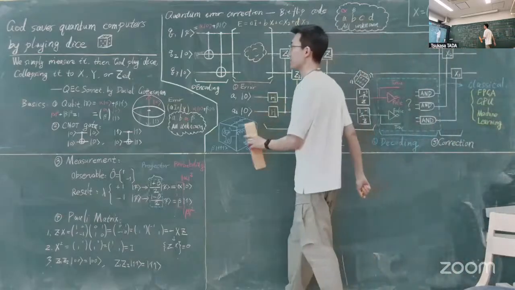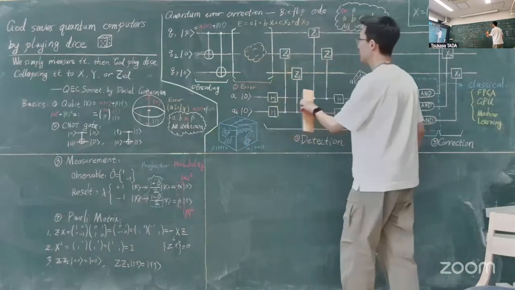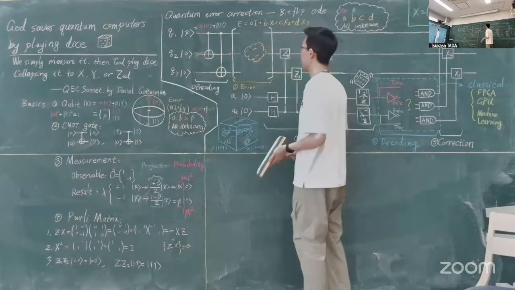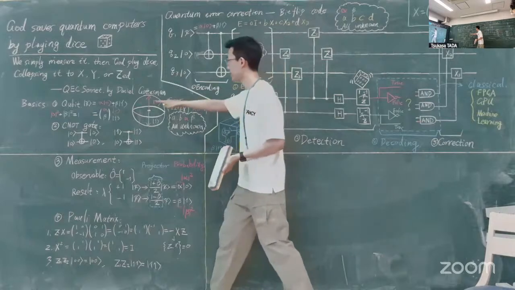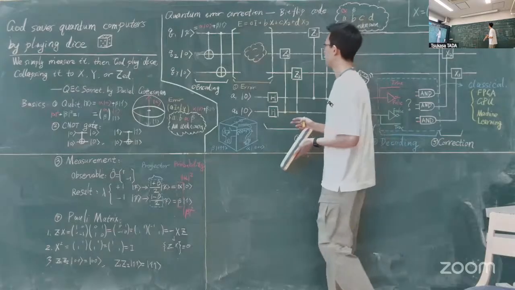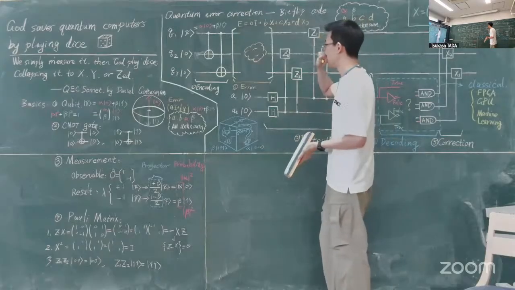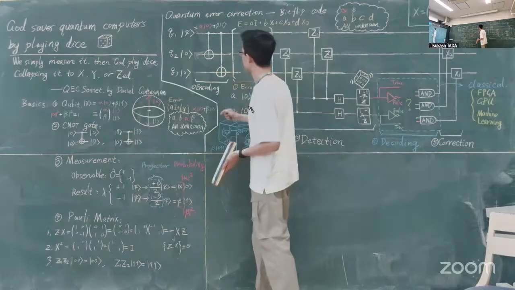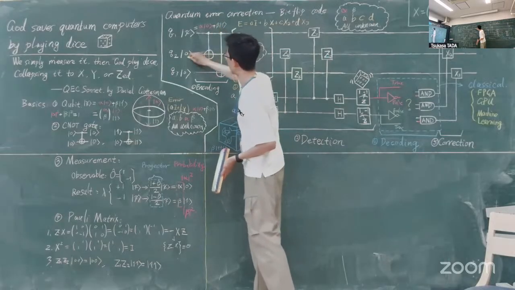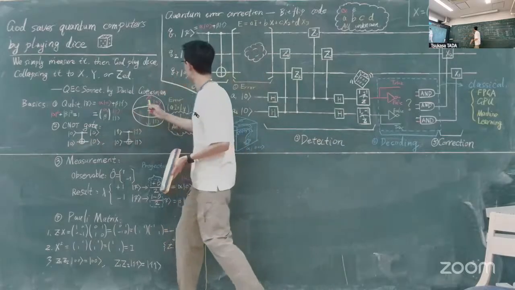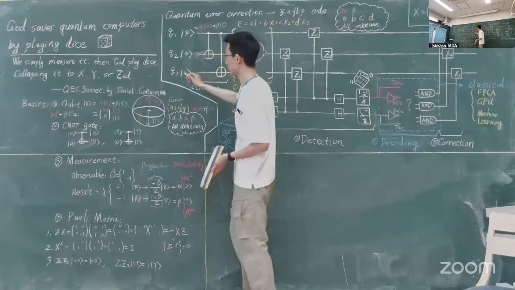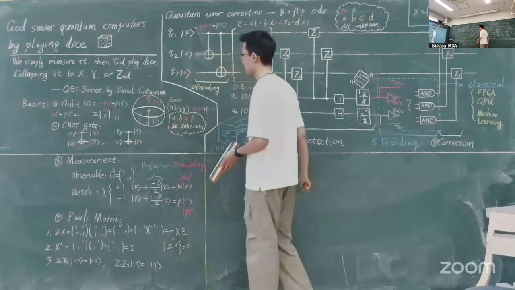So we start from the first. Initially we have this quantum state of alpha |0> plus beta |1>, which is a single qubit state that we want to protect from the error. Then we apply the CNOT gate here. You can see that this 0, 0 remains unchanged, but this 1, 0 will flip the resulting state.